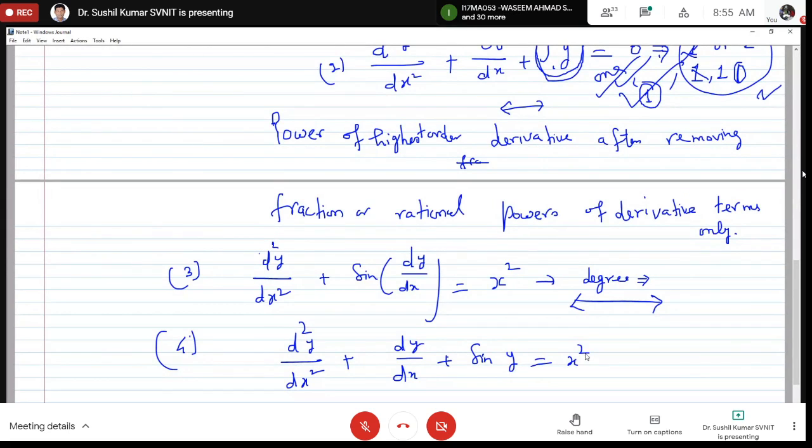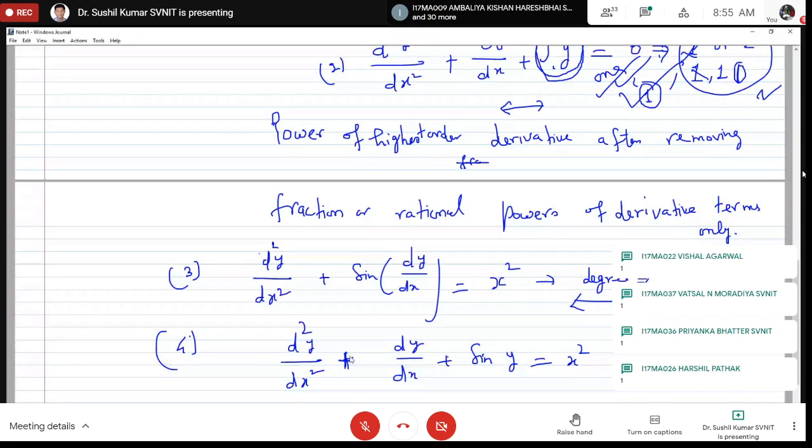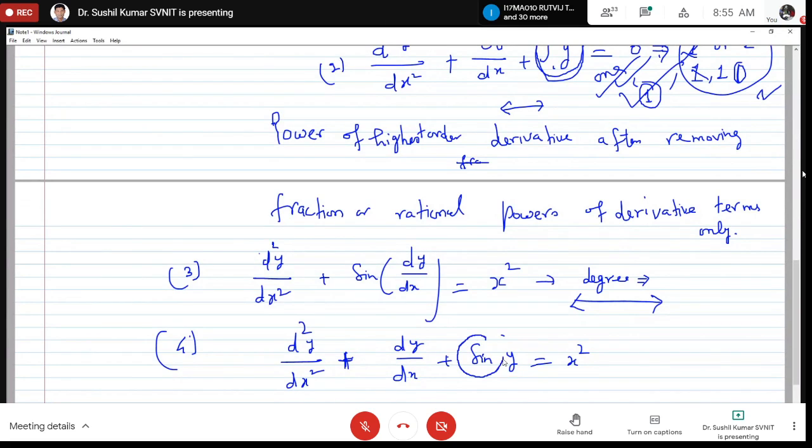Fourth one. Degree of the fourth equation. One. Yes, the degree of the fourth equation is 1. Even though here we have this sine function, your derivative terms are in polynomial form. So don't bother about the dependent variable or independent variable. Even this may be sin, e raised to power x or something else. There is no problem. The only thing is your derivative terms must be in polynomial form. Then only you can define the degree.